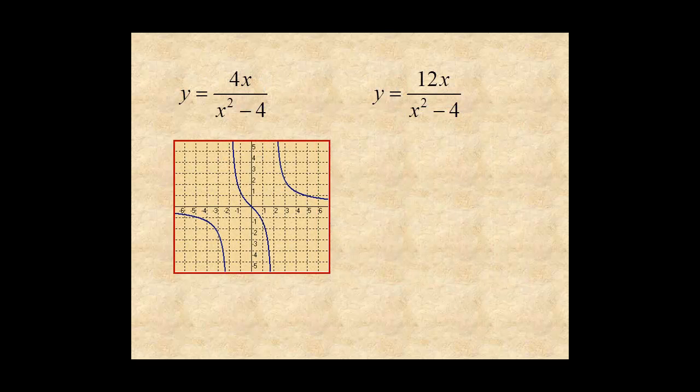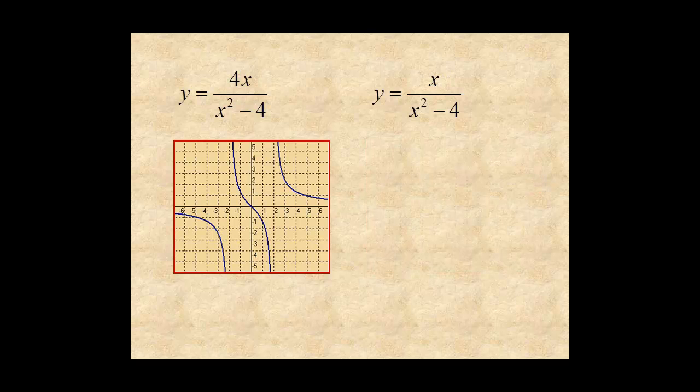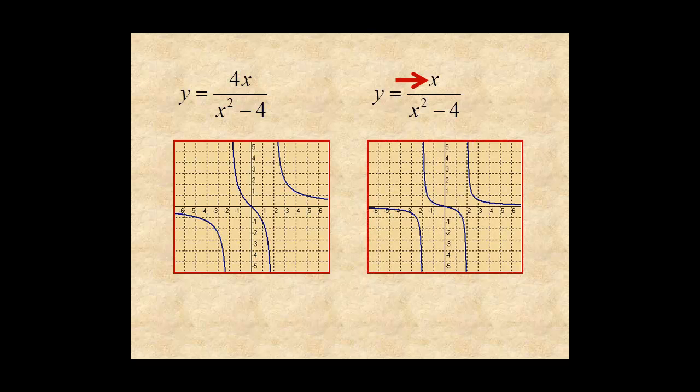Here are some variations of the function. If you increase the constant in the numerator, the graph stretches vertically. For example, notice how this part of the graph is higher. If you make the constant smaller, the graph shrinks vertically. For example, notice how this part of the graph is lower.